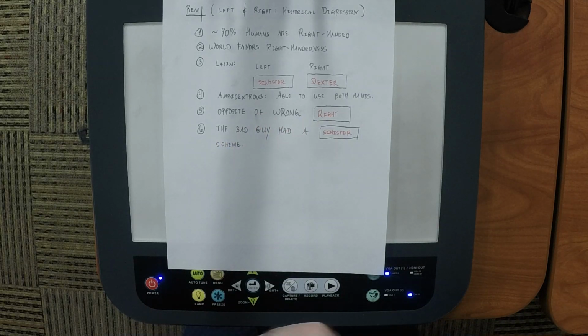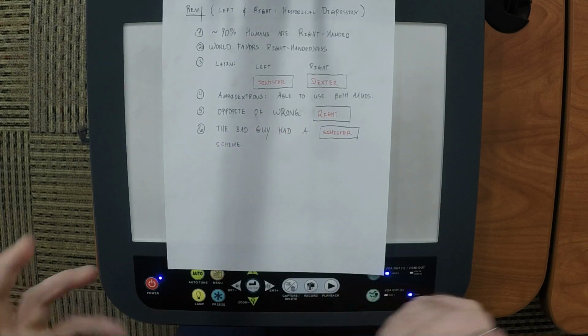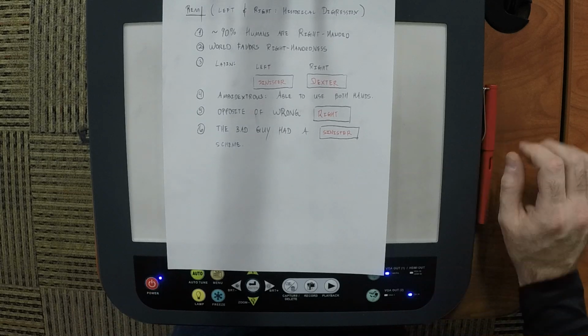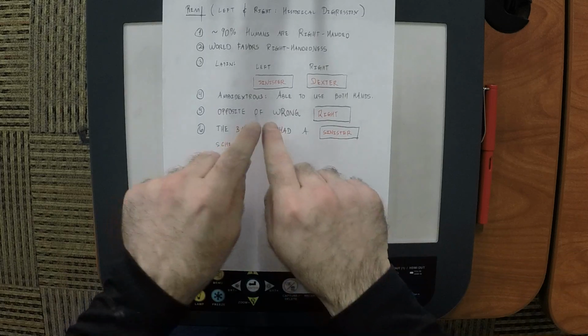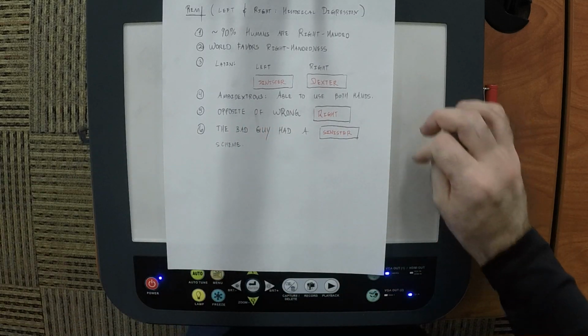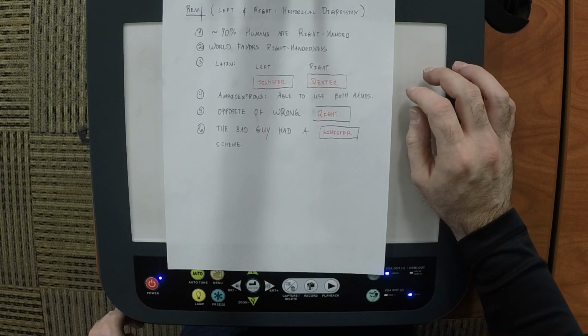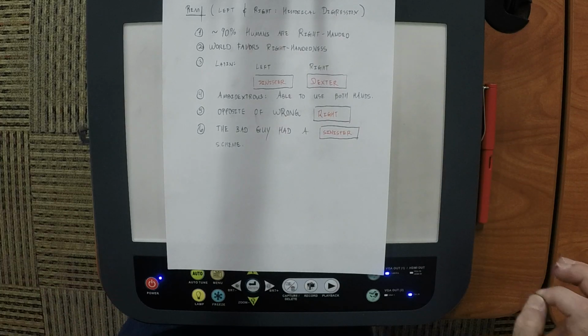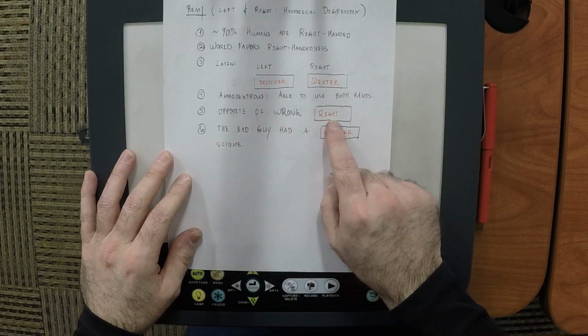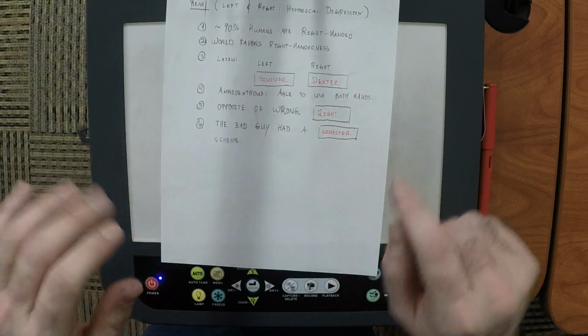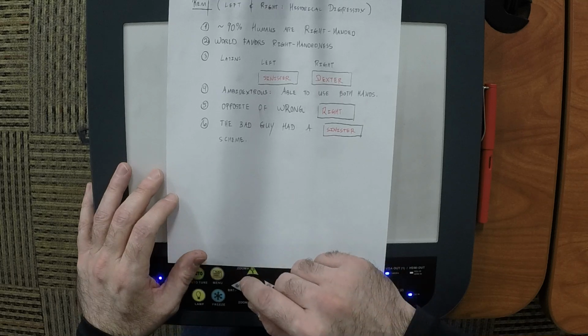So what does ambidextrous mean in a literal sense? Able to use two rights. When you're referring to hands, it sort of literally means you have two right hands. So your left hand is as good as a right hand, in some sense. So the opposite of wrong is right, and a bad guy has a sinister scheme. Sinister just means left. That's all that it means.